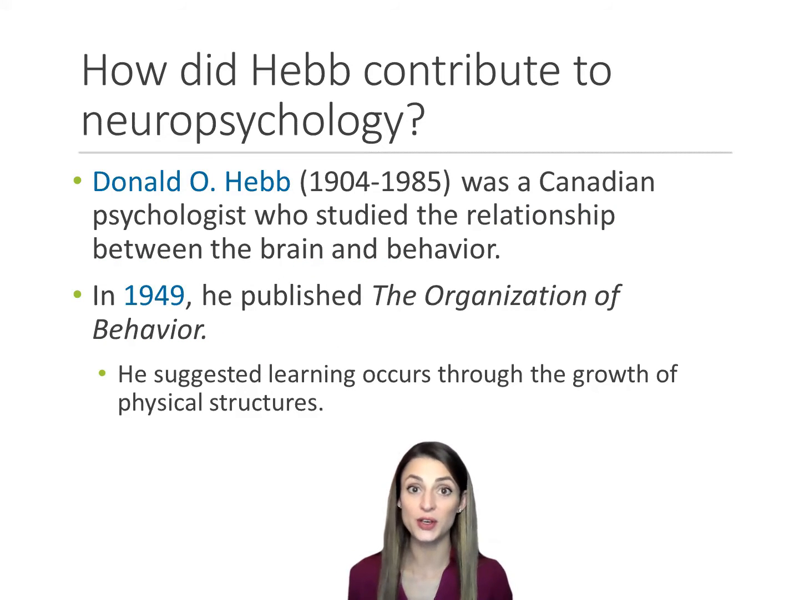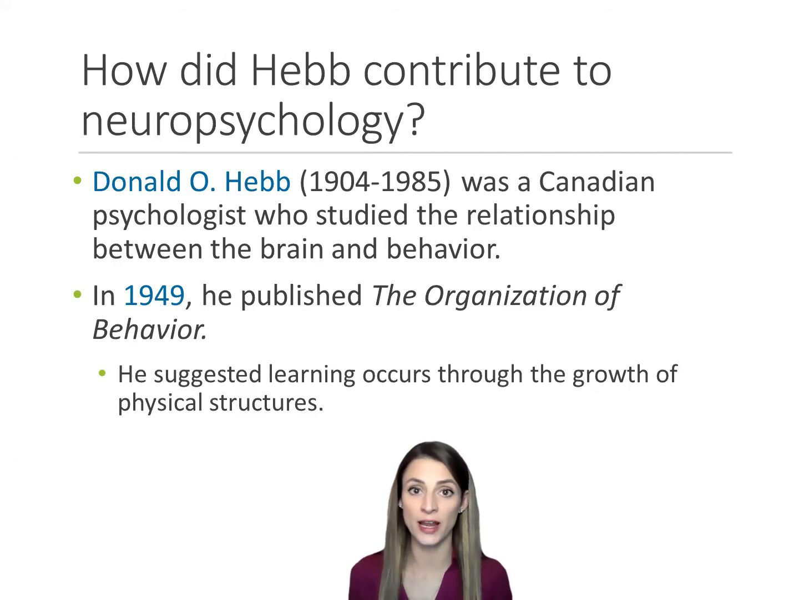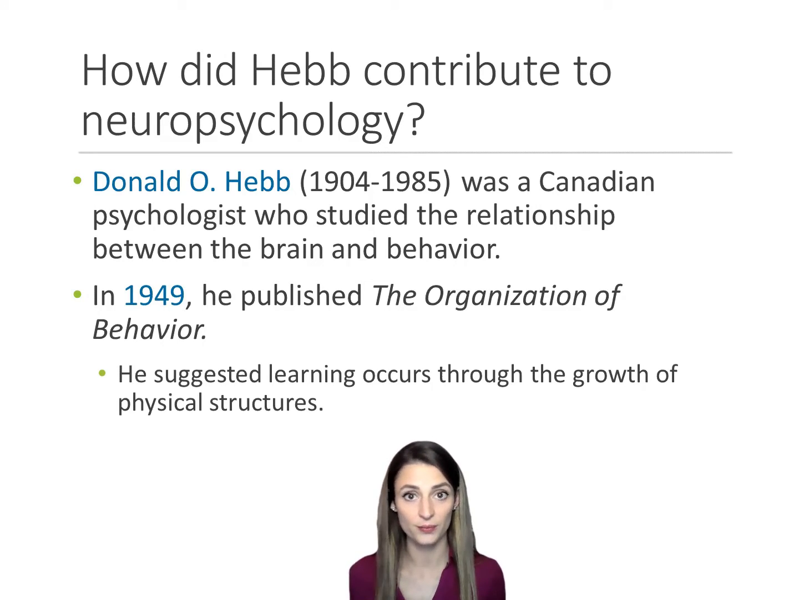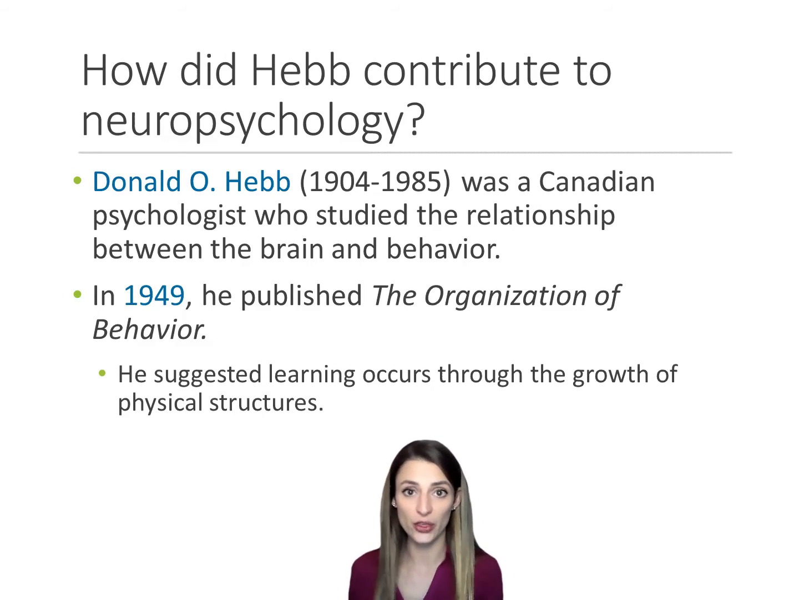Donald Hebb was another early neuropsychologist. He wanted to fully integrate physiology and psychology. He is well known for studying the relationship between the brain and behavior. In 1949, Hebb published his book, The Organization of Behavior. In this book, he suggested the learning process occurs through the growth of physical structures within the brain. Learning equals physical brain growth.